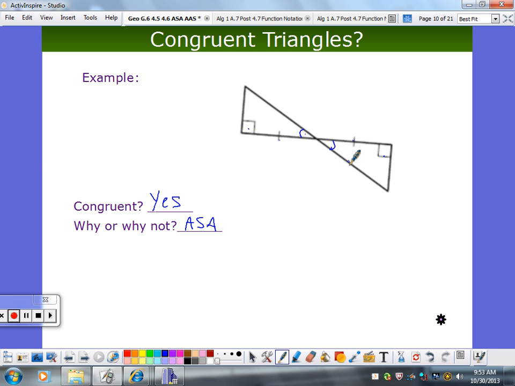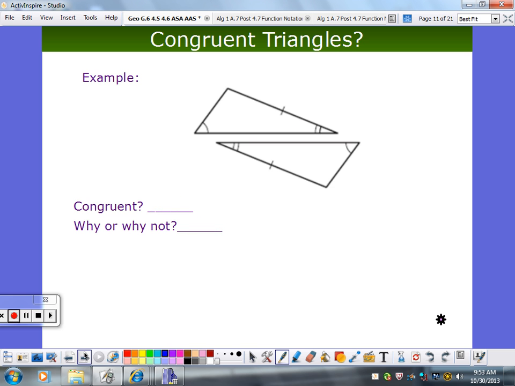I don't know anything about the hypotenuse. If I did know those hypotenuse, is that how you say it, John? Hypotenuse, I don't know. But if they were congruent, I could have used hypotenuse leg. But I know angle, side, angle. I only need one theorem here.